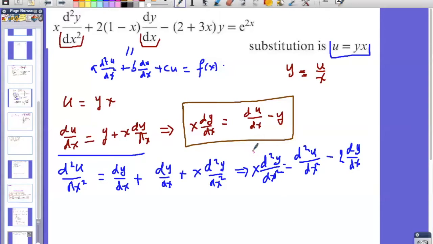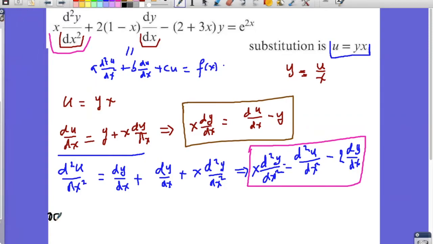This is another function I need because I have x d squared y over dx squared here. So I will come back to the original equation, our differential equation. I will expand it. I don't want to have these brackets here. I'll expand it all through.